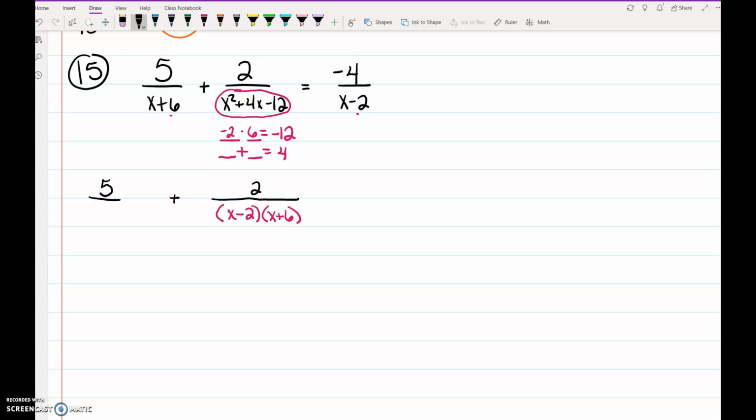Space this out a little bit. Okay, when we have an equation, we want to kill the fractions. So what denominators do you see in this problem? X minus 2 and x plus 6. So we multiply everything by x minus 2, x plus 6.